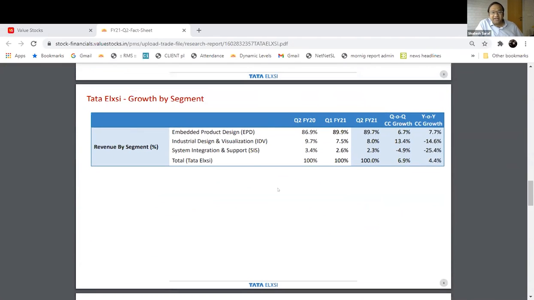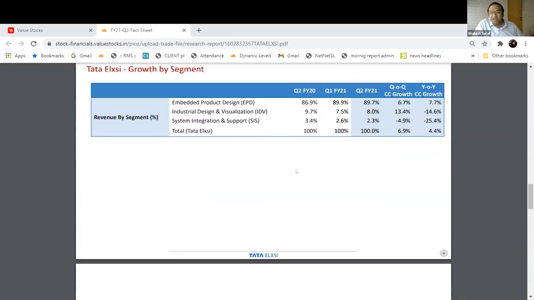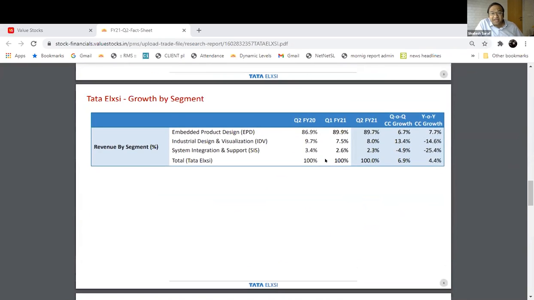Embedded product design, industrial design and visualization, system integration and support. So उनका बेसिक अगर काम देखेंगे, embedded product design, right? So what is an embedded product design? Then you can go further detail of the company. So this is the new thing which I want to teach everybody, that try to understand the company. What is the embedded product design? Okay, so इससे आपको knowledge मिलता है. Next, go down, Vikash.